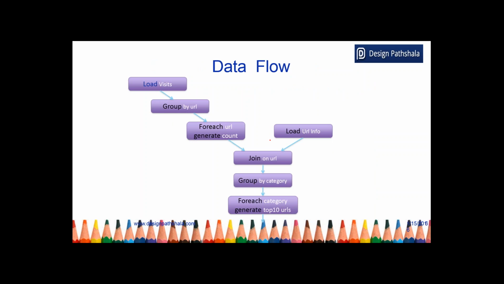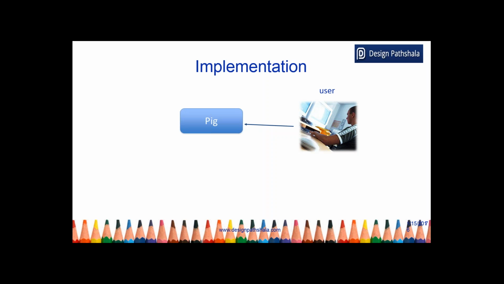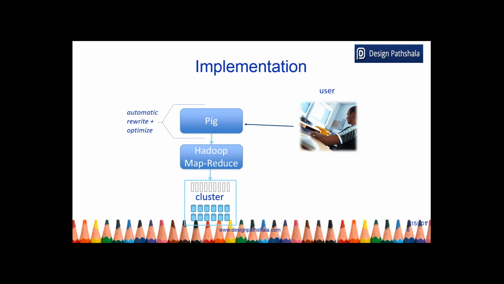Be it Java, be it MapReduce, be it any language, the data flow diagram would look something like this only. We can implement it with the help of Pig, or with the help of MapReduce. If I implement it with Pig, it will generate MapReduce code for me, and that code will run on the cluster and I'll get the data. Or I can even write it with the help of SQL. So this is up to me.